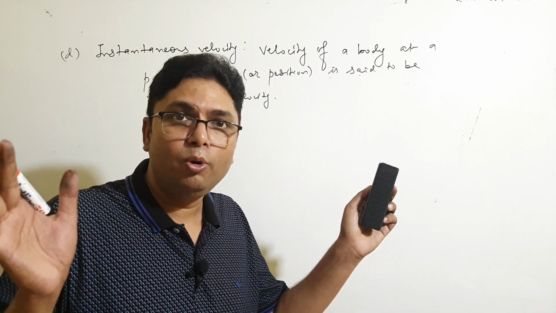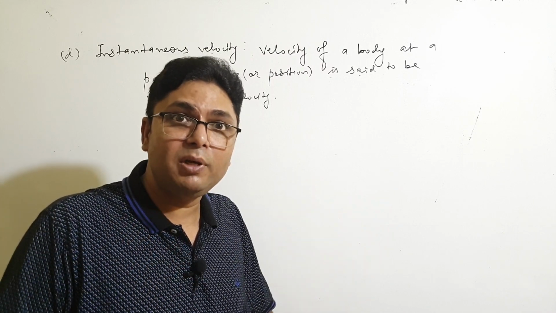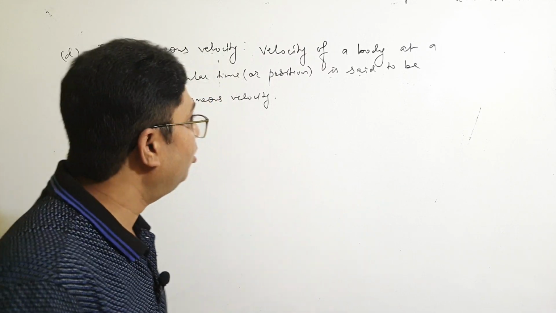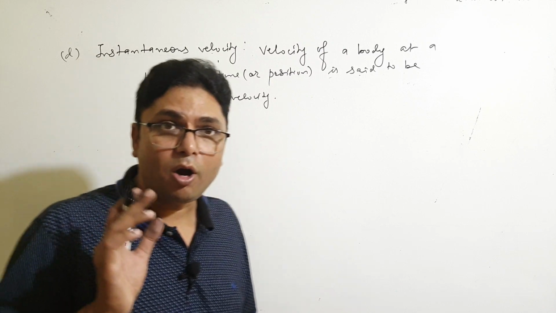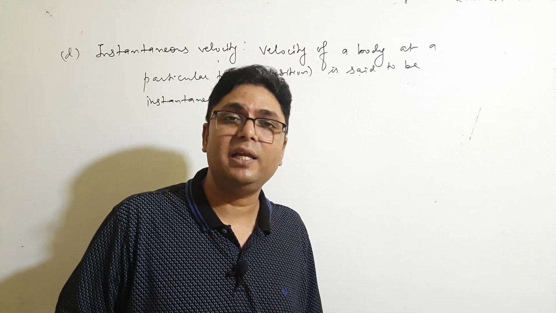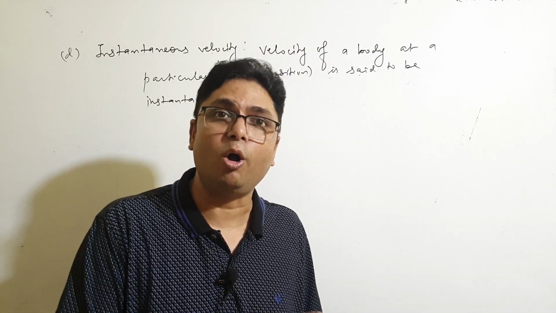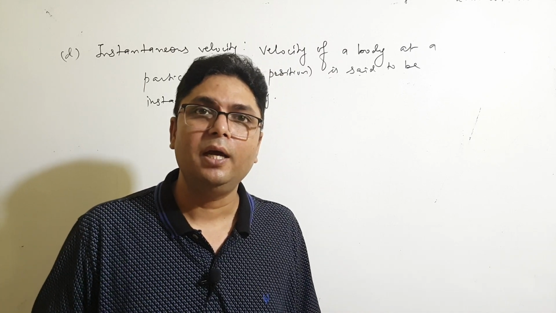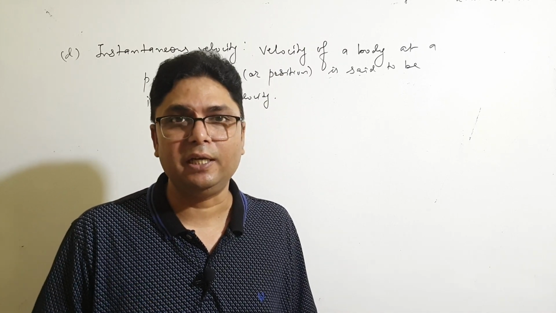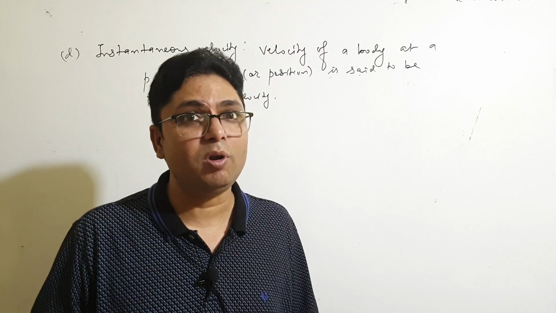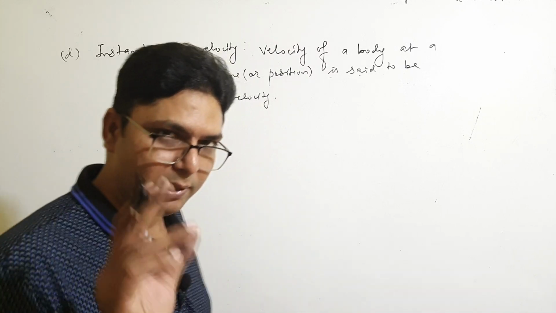This is that velocity in which the time interval is infinitesimally small. So the velocity of an object when the time interval is infinitesimally small is said to be instantaneous velocity. Here infinitesimally small means tending to zero. I am writing this also.